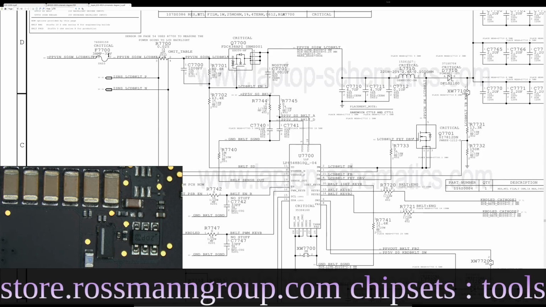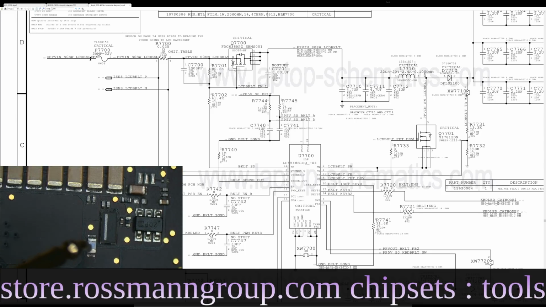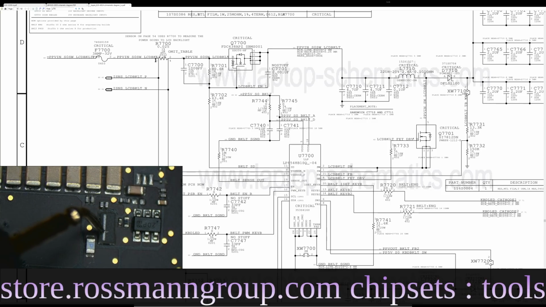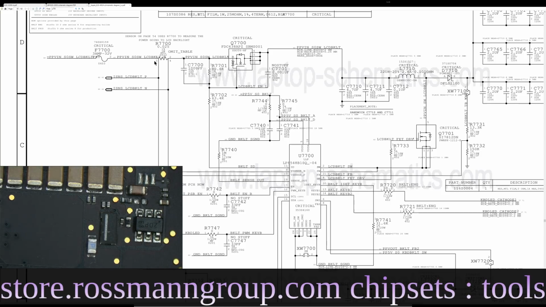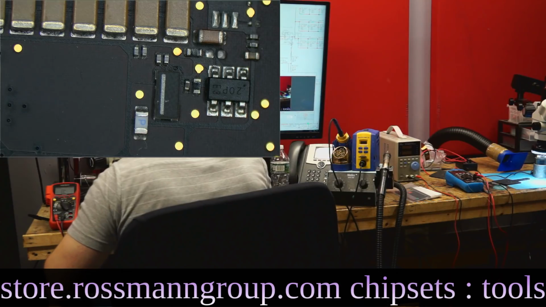So this, I can safely assume, is the fuse right over here, because this has P, which means, I guess, fuse in Apple's world. So that's going to go from here. This is the current sensing resistor. And then this is the transistor. So let's see if that fuse is good.